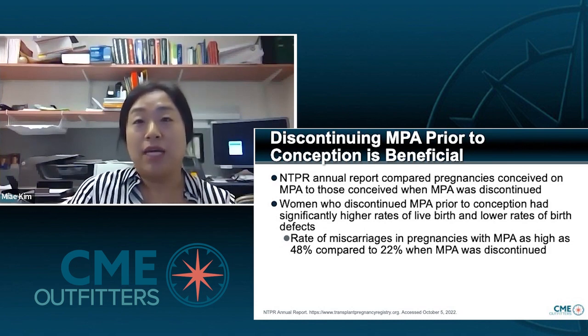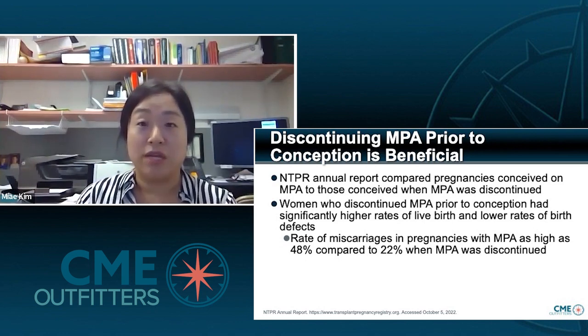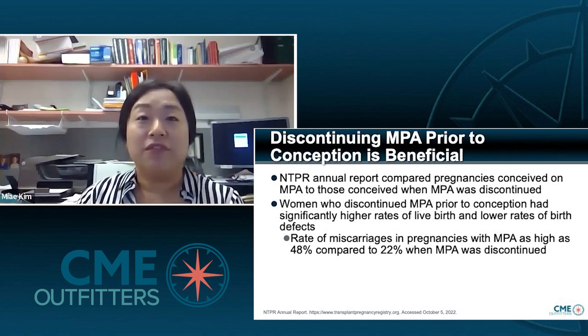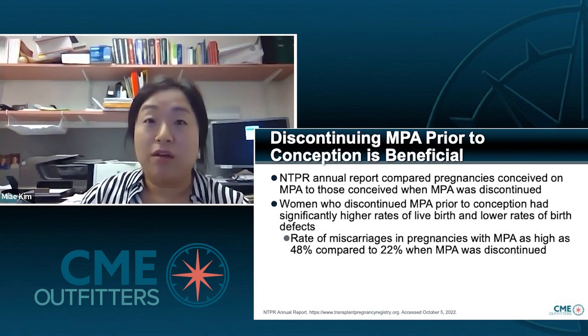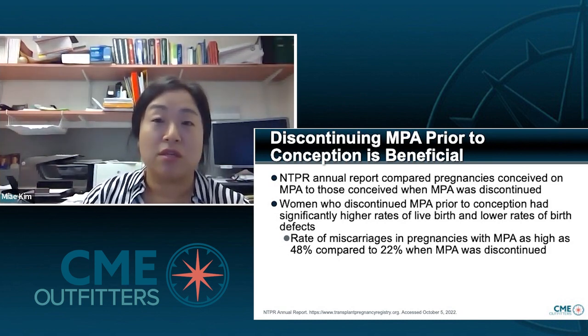The NTPR, again, National Transplantation Pregnancy Registry Annual Report, compared pregnancies conceived on MPA to those where MPA was discontinued prior to conception in kidney transplant recipients. The women who discontinued MPA prior to conception had a significantly higher rate of live birth and lower rate of birth defects. The rate of miscarriages in pregnancies with MPA exposure was as high as 48%, compared to 20% in pregnancies where MPA was discontinued at least 6 weeks before conception.